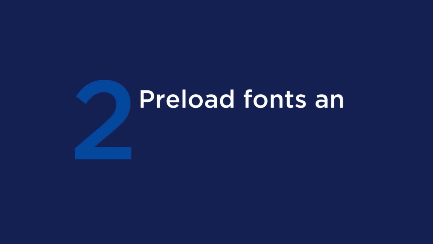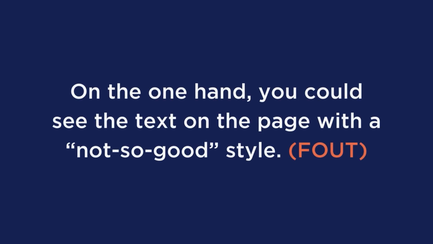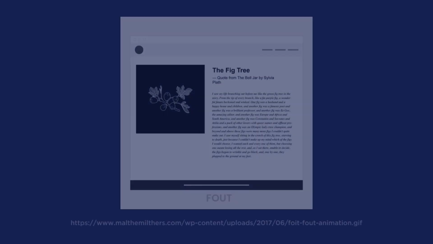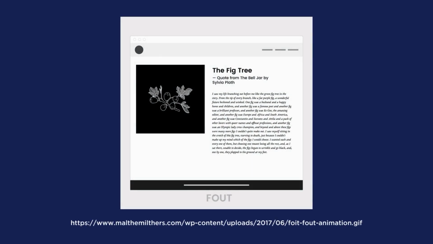Number 2 is to preload fonts and optimize them. Web fonts can cause layout shifts, plus a pretty unpleasant user experience while rendering the page. On the one hand, you could see the text on the page with a not so good style. This is called FOUT. It's because the custom font takes a bit to load. So in the meantime, you'll see the fallback font. But once the custom font is ready, it will replace the fallback one. You'll then see the font changing on the page, and the content will inevitably shift.